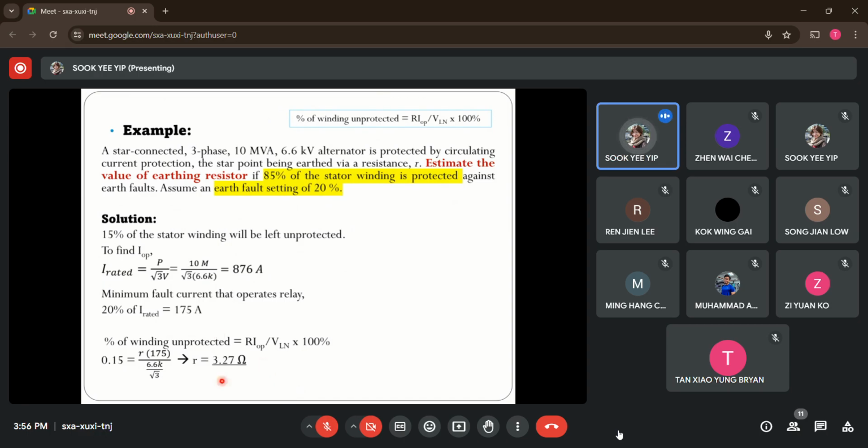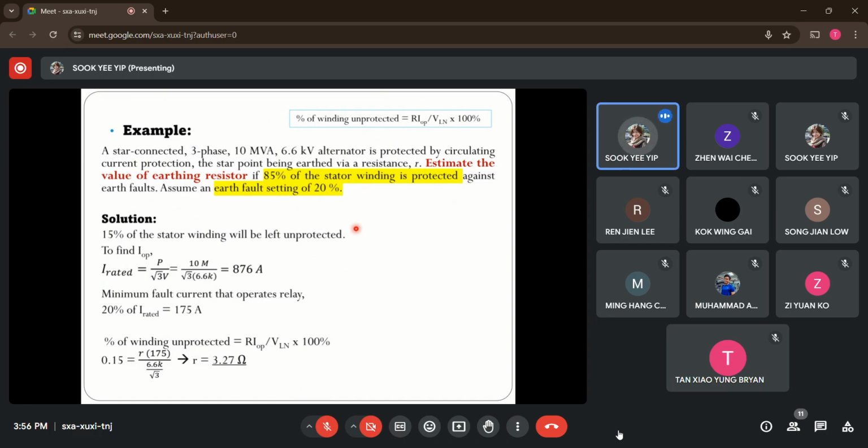So in such a case, if you have earth resistance here at 3.27 ohms, 15% of the stator winding near the neutral point will not be protected. So that's how we solve these kinds of questions.